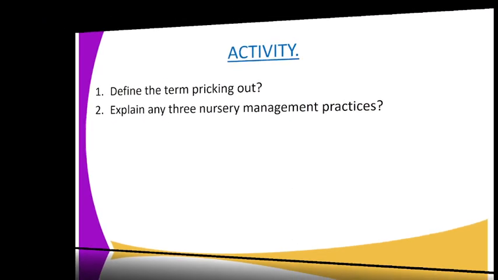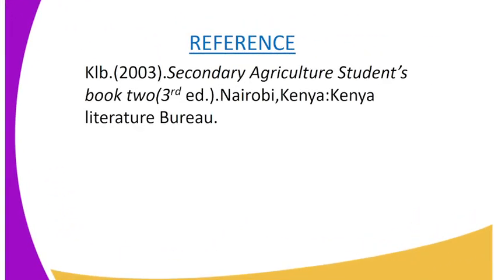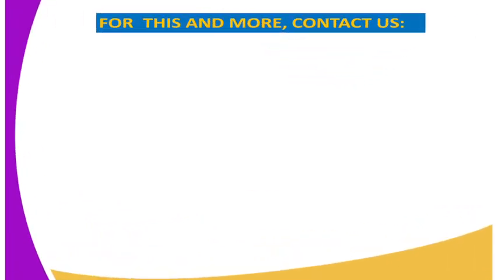For reference, you can refer to the KLB Secondary Agriculture Student Book 2, third edition, and the publisher is the Kenya Literature Bureau.